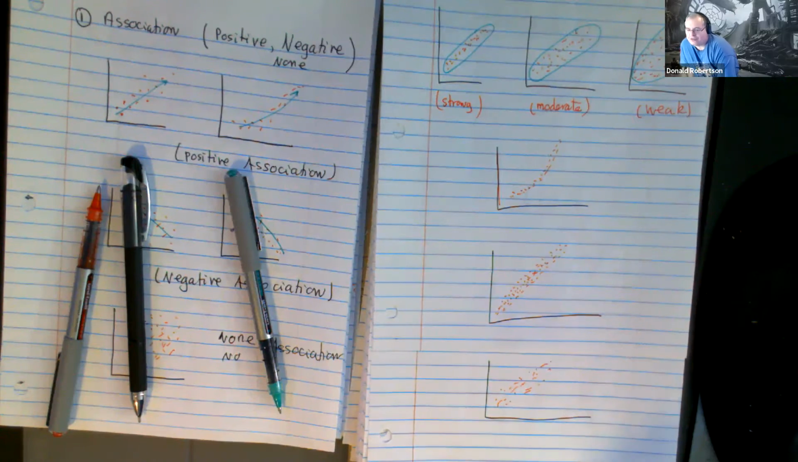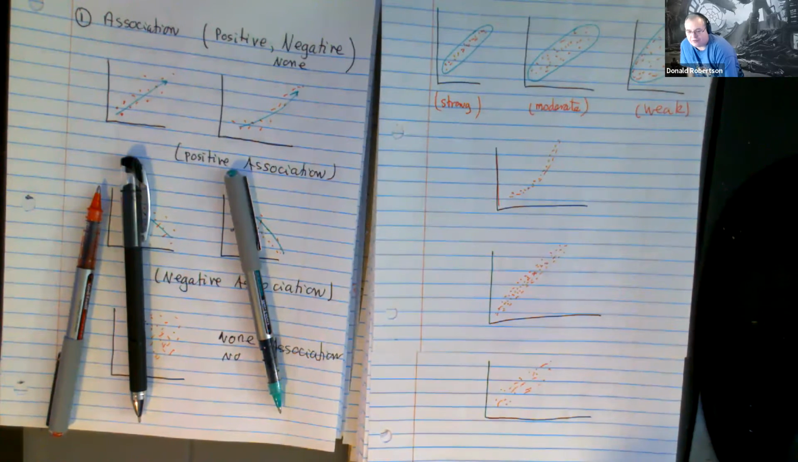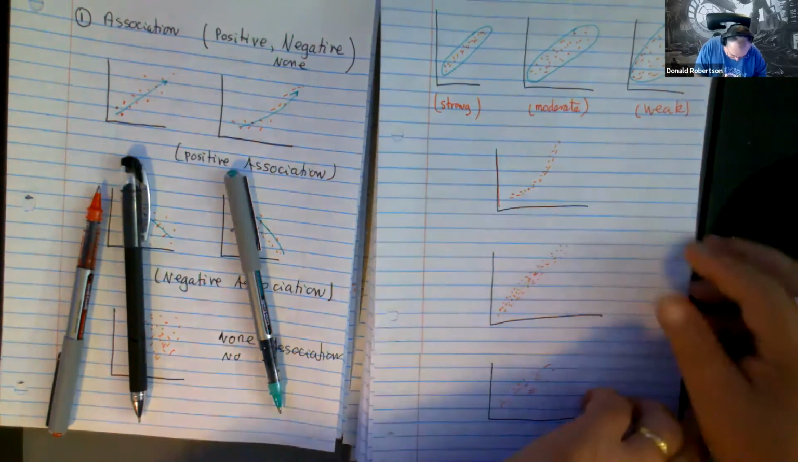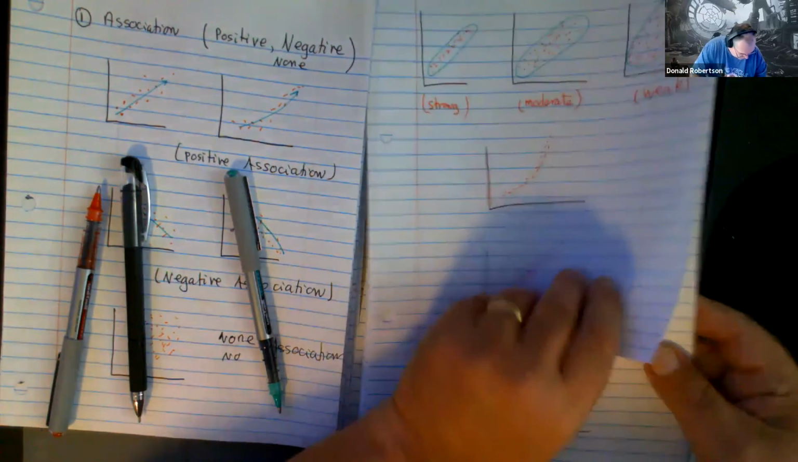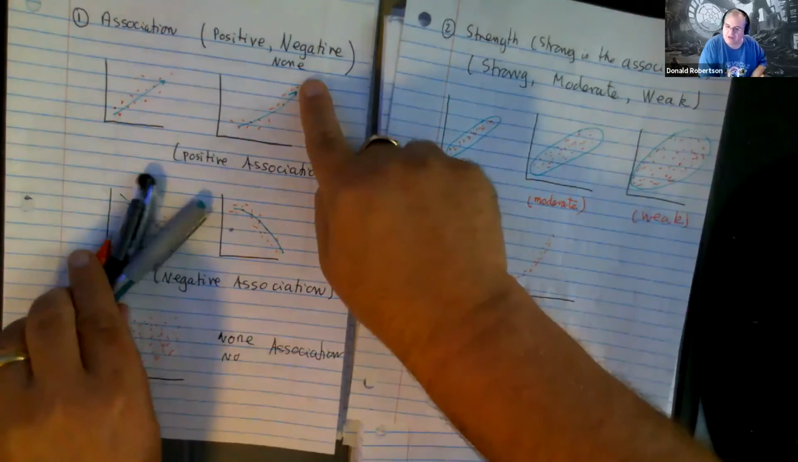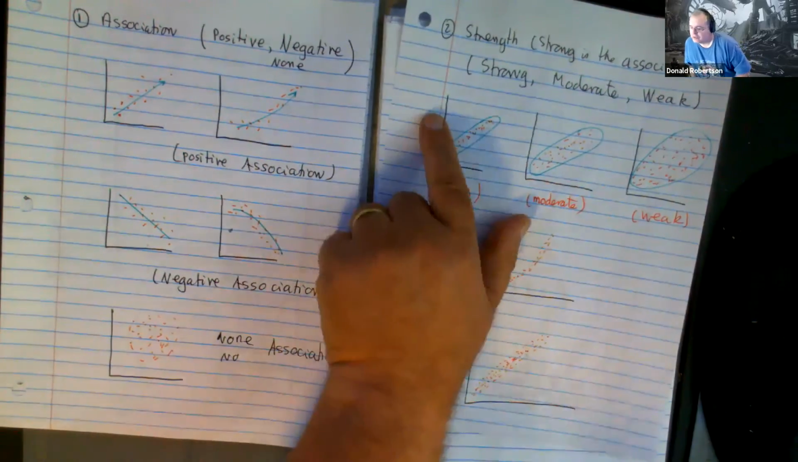Now, if you get a question and it only gives you the three choices, you're going to have to commit. And you might think it's moderate, and then the thing tells you it's wrong, so you just go back and pick strong, right? That's all you do, if that happens. Are we comfortable with positive, negative, and none? Strong, moderate, and weak?